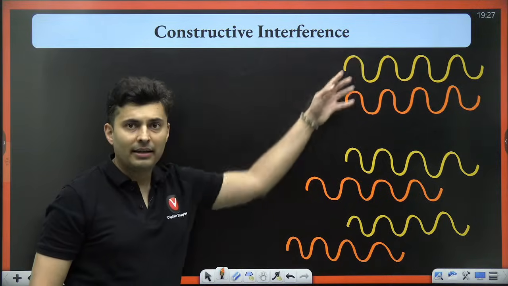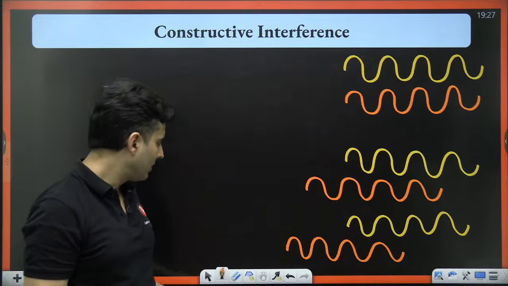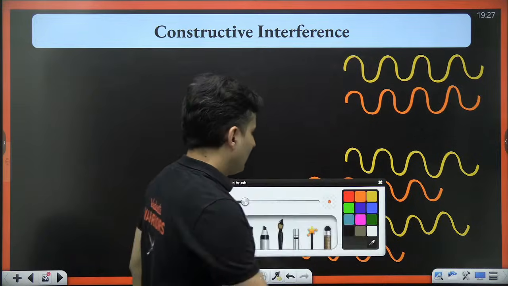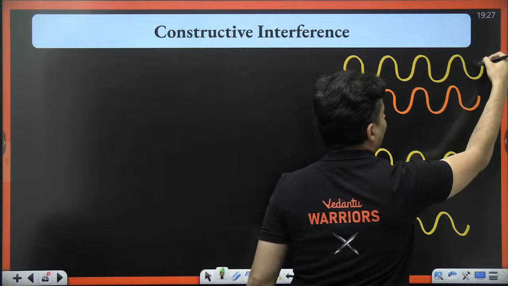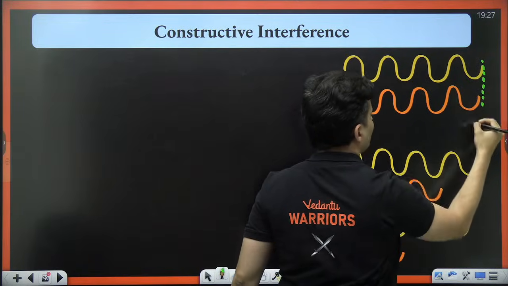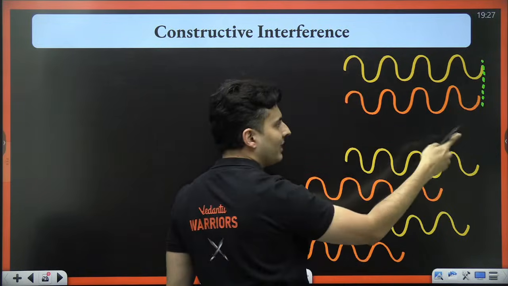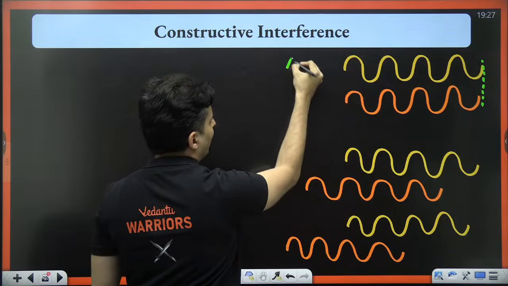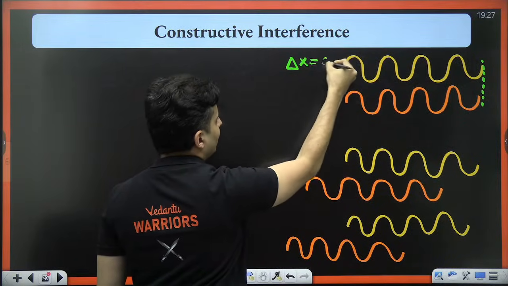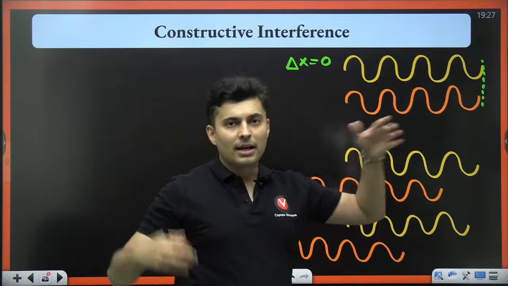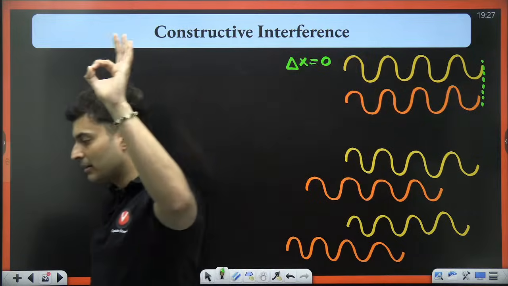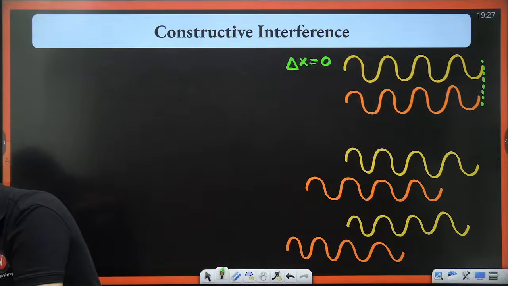Now look at this pair, and this pair. Here, if you notice, both of them are coming together. So what is the path difference between them? Isn't it 0? Aren't they coming simultaneously? So isn't it 0 path difference?